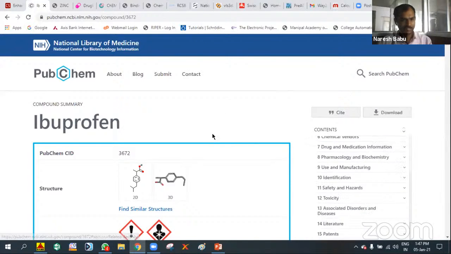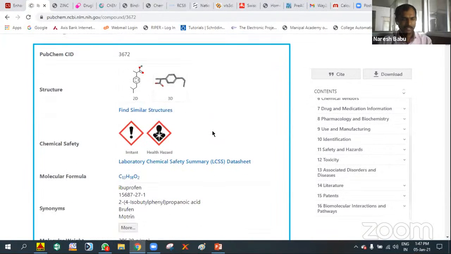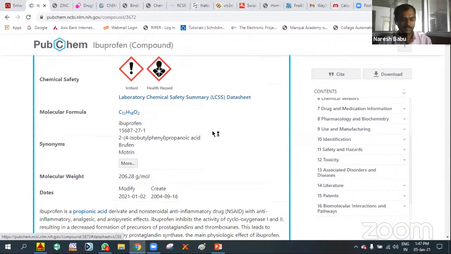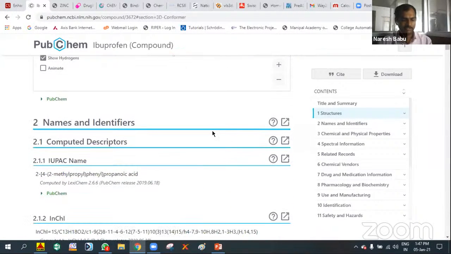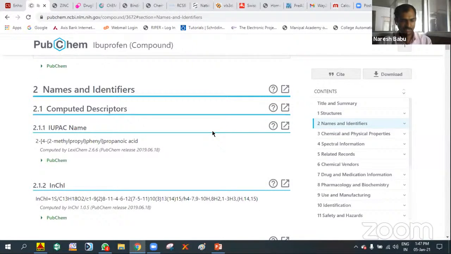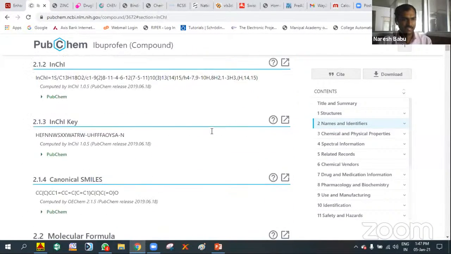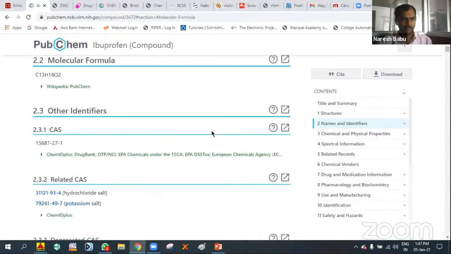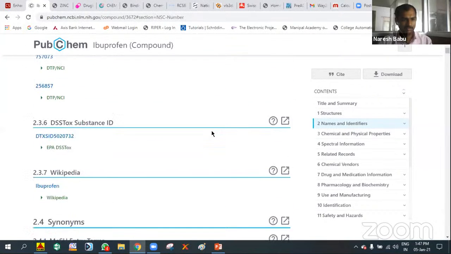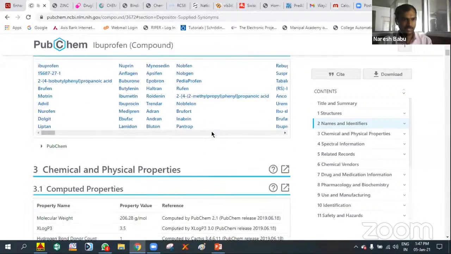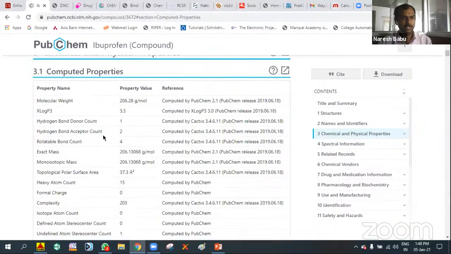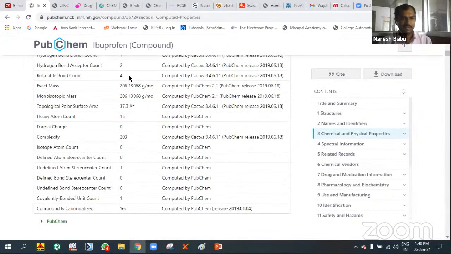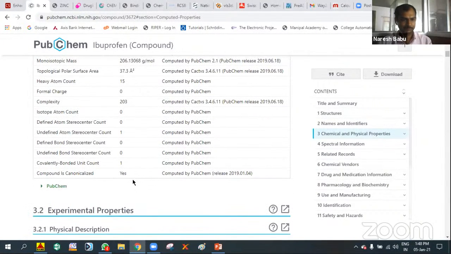The structure it gives in 2D and 3D, that is in ball and stick model, wireframe, space filling, and animated form in 3D. And the names and different identifications it gives: IUPAC name, International Chemical Identifier, CAS number, ICSC, canonical SMILES, molecular formula. Next we can observe the different synonyms and chemical and physical parameters: the molecular weight, XLogP, hydrogen bond donors, acceptors, rotational bonds, topological polar surface area, and complexity. So all the parameters we can observe for that compound.